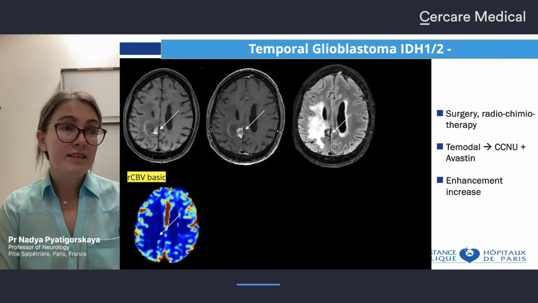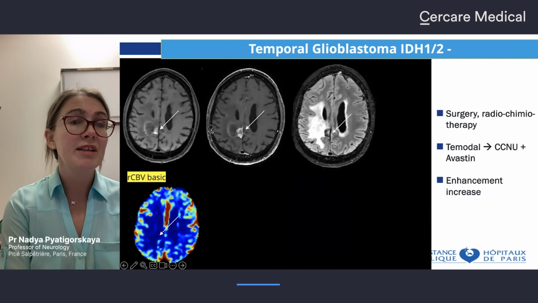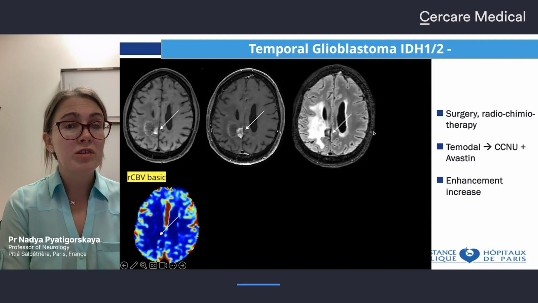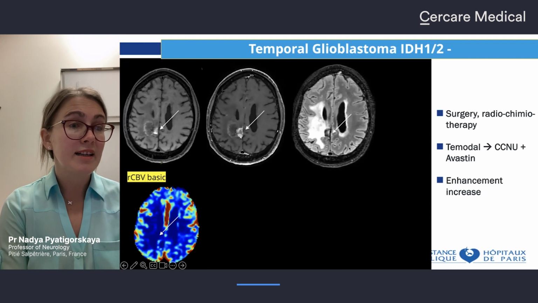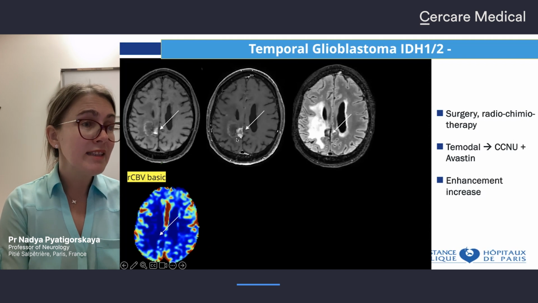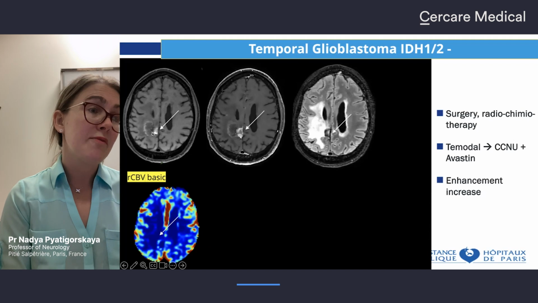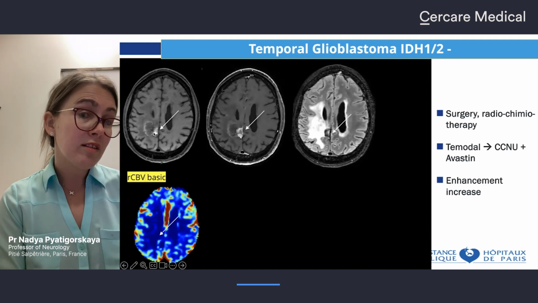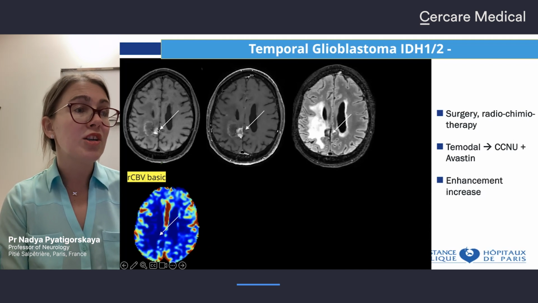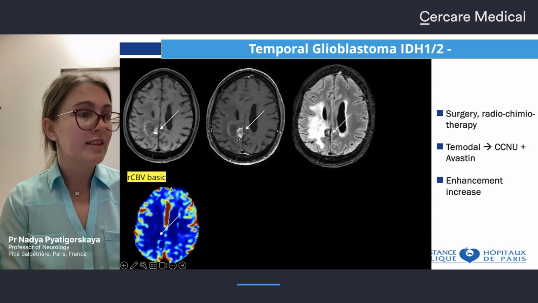Another case. Here we have temporal glioblastoma, treated by radiochemotherapy, and then the chemotherapy was changed to CCNU and Avastin, and here we have follow-up on the Avastin. So we see this contrast enhancement. Actually, when we see contrast enhancement, of course, each time I have to look at one without contrast, and here we see that part of it is just bleeding, but not all. There is still some contrast enhancement.